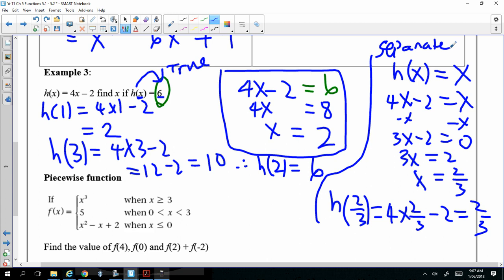So depending on what the right side is, you just have to solve the equation. So it can be equal to 6. You find what x equals to make it 6. X is 2. Or if the answer is x, you just make it equal to x. Solve the equation.